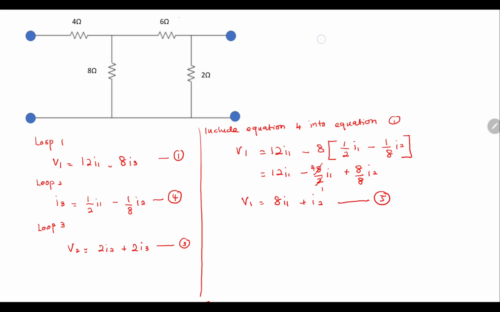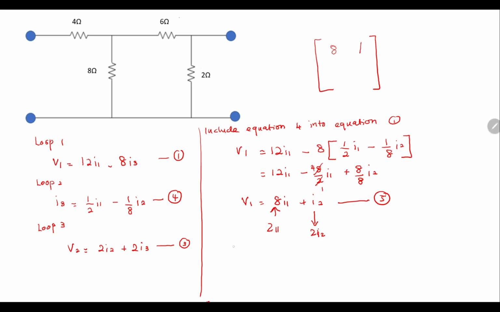Okay, you can get the impedance, this one represents Z11. This one is Z12. So for these impedances, you can put 8 and 1.